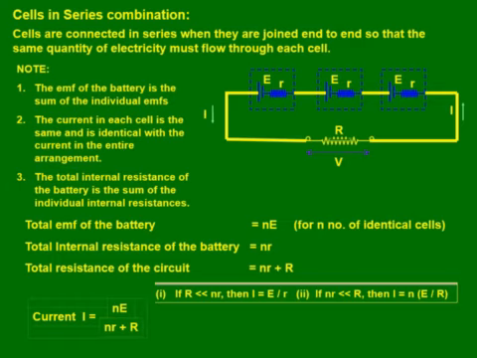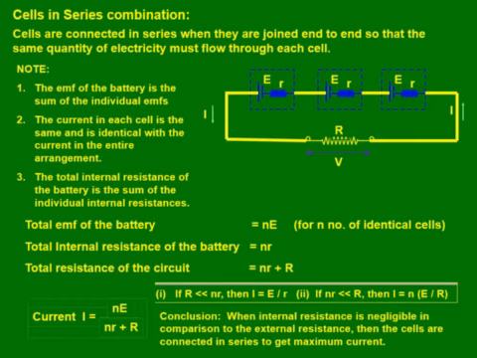But if Nr is very much less than capital R, that means the external resistance is larger, I is equal to N into E by R, which is a valid equation. So remember, series combination or series grouping is used when the external resistance is much larger than the total internal resistance. That is, when internal resistance is negligible in comparison to external resistance, then the cells are connected in series to get the maximum current.